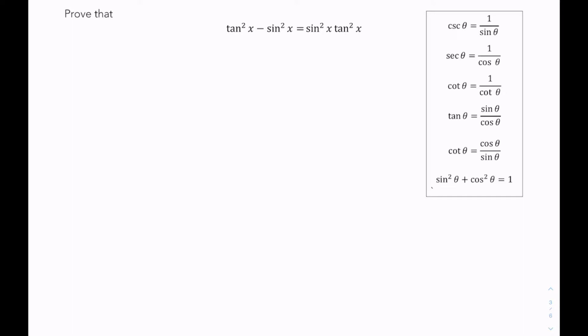Once again, we're going to be referring to our basic trig identities that we know that we can use. And remember, you can always use ones that you've proven before, but to keep things simple, I'm just going to rely on this basic list here.